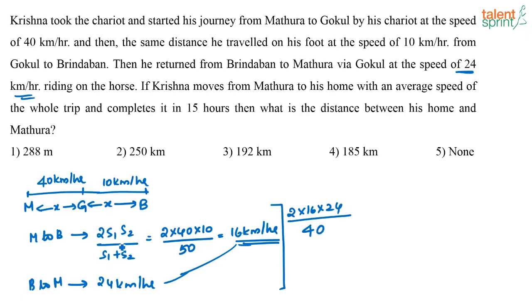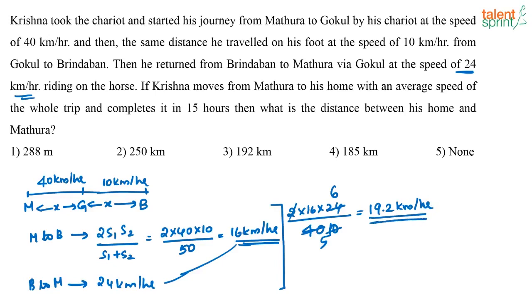When the distance is constant, you can say average speed is 2 s1 s2 by s1 plus s2. So what do you get when you solve this? You get 96 by 5, which is 19.2. Yes, that is correct. So 19.2 kilometers per hour is his average speed.